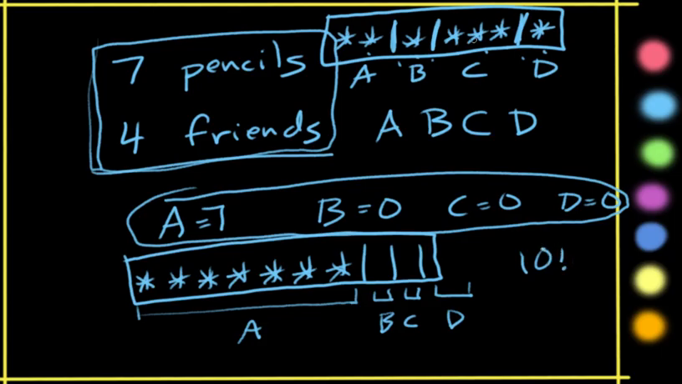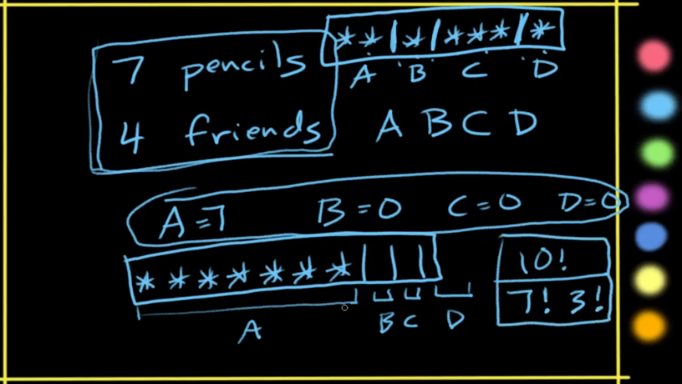But since the stars are all identical, in other words, my pencils are all identical, I don't have a red pencil and a green pencil. I'm just giving out a number of pencils. It doesn't matter which one goes to which friend. So that means I can divide by 7 factorial. And then because the bars are all identical, I can divide by 3 factorial. And so this would be my answer.